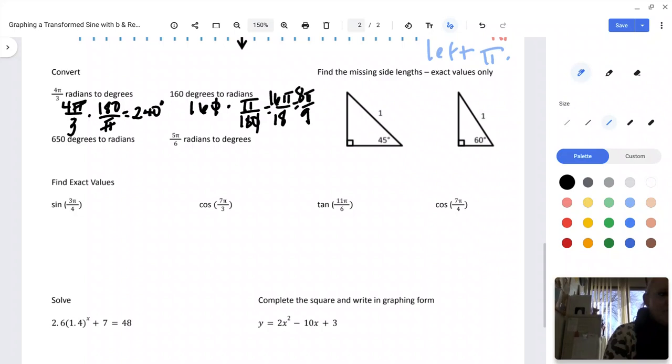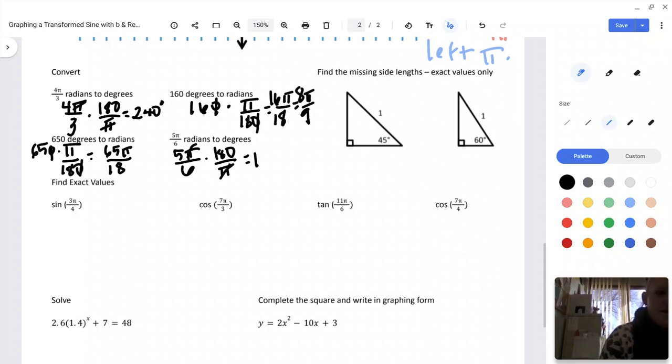Next one, 650 degrees to radians. So 650 times pi over 180. Again, you can divide a 10 off of both of those. I don't think you can reduce it past that. So 65 pi over 18. Last one, 5 pi over 6 multiplied by 180 over pi. So the pi's cancel. 5 times 180 divided by 6 is 150 degrees. Okay, so we got 240 here, 65 pi over 18, 8 pi over 9, and 150.